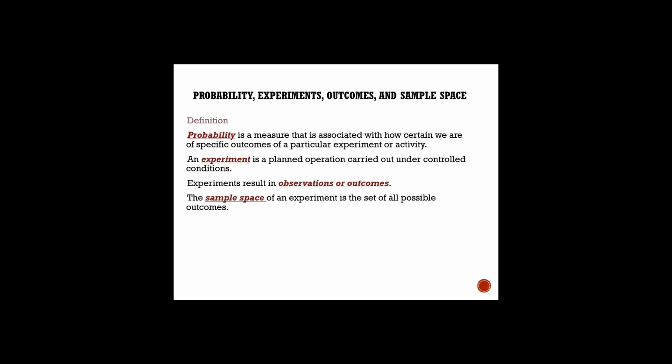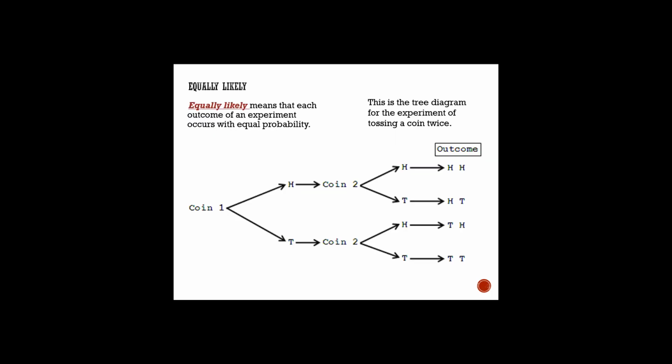And experiments will result in something called observations or outcomes. Most of the time we will call these observations. When we talk about the sample space of an experiment, that's really the set of all possible outcomes, all possibilities. When outcomes are equally likely, that means that each outcome of an experiment occurs with equal probability.